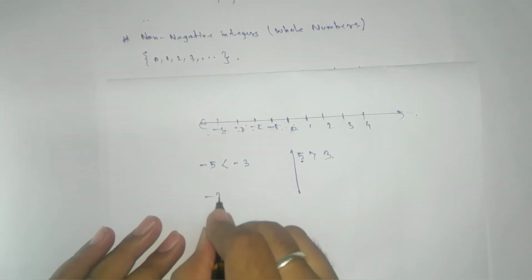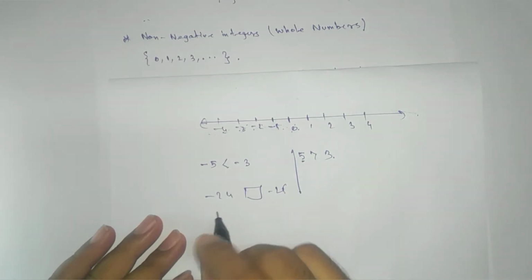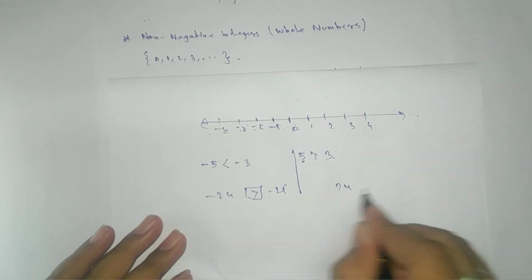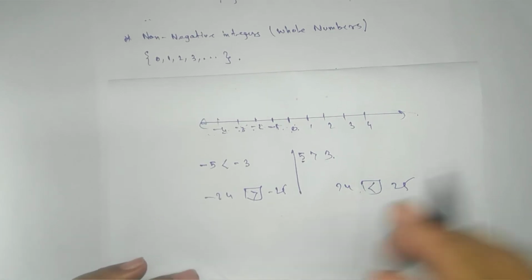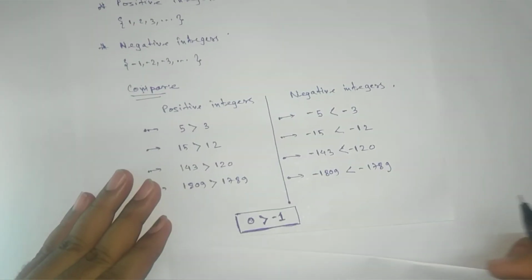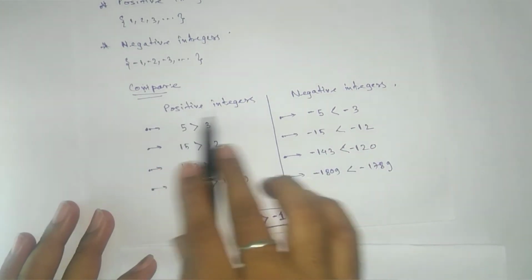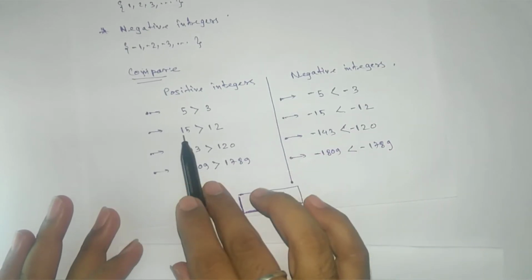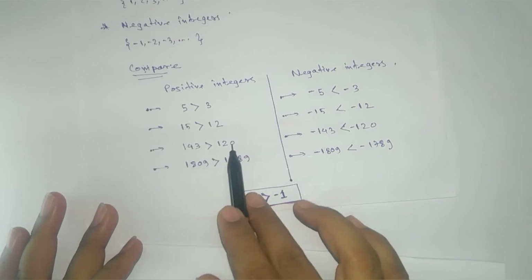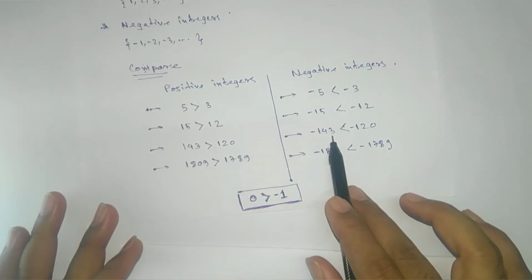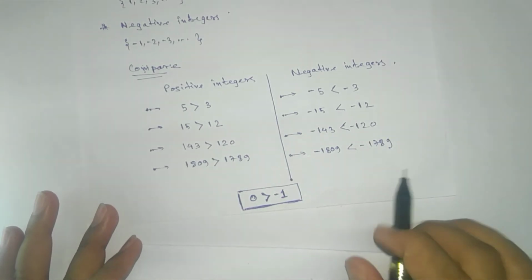Now if I give you -24 and -25, which is bigger? Yes, -24 is bigger. And if I give you 24 and 25, which is bigger? 25, because it is positive. So if we compare here, you can see in this presentation, for positive and negative integers, 15 is greater than 12, but -15 is smaller than -12. Here 143 is greater than 120, but -143 is smaller than -120, that means -120 is bigger in number.